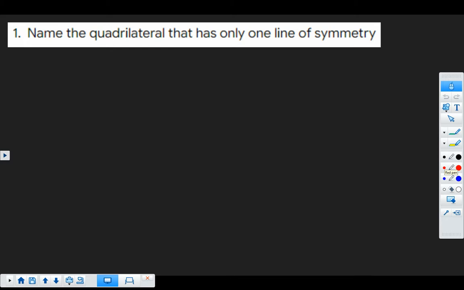Notes and solutions for day 61 of the 5 a day, and we're being asked about quadrilaterals. So these are four-sided 2D shapes. And we have one line of symmetry. So let's think about some of the shapes that we know. Let's think about our square.